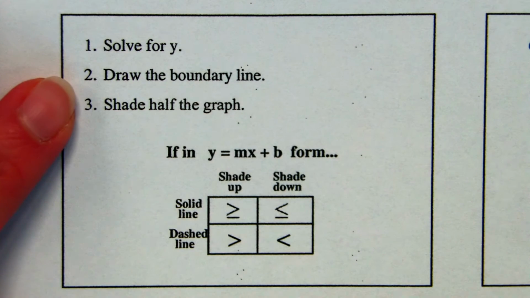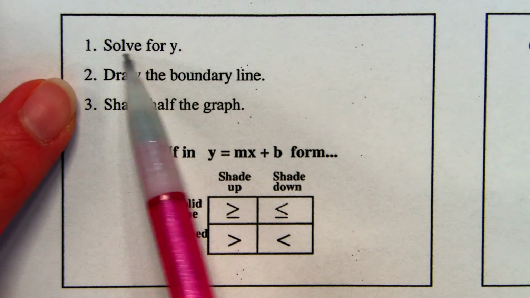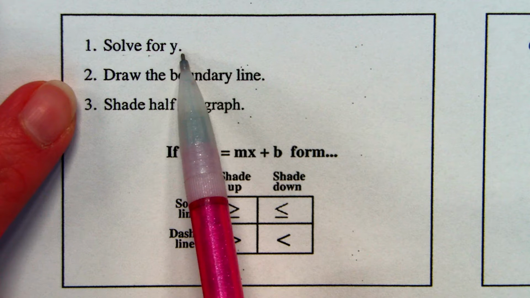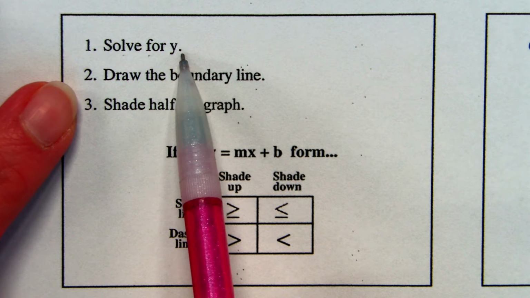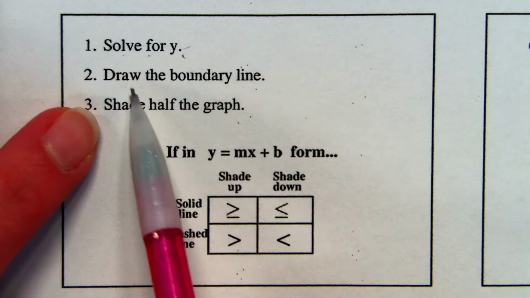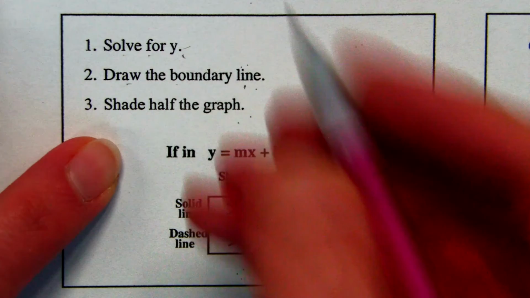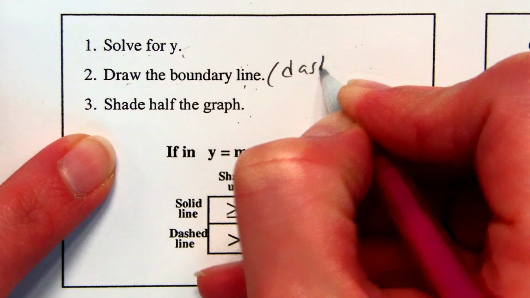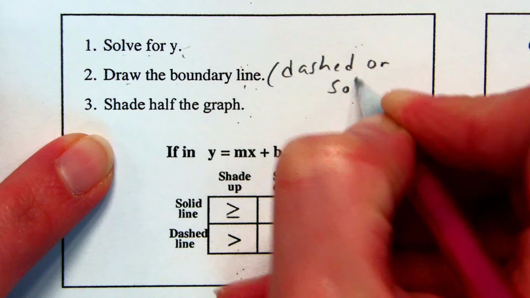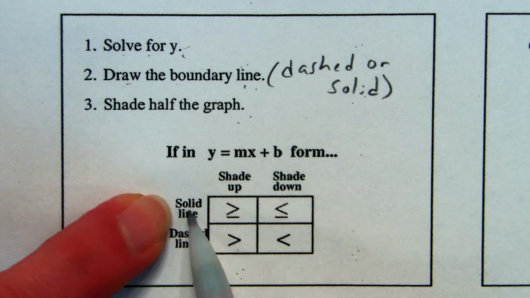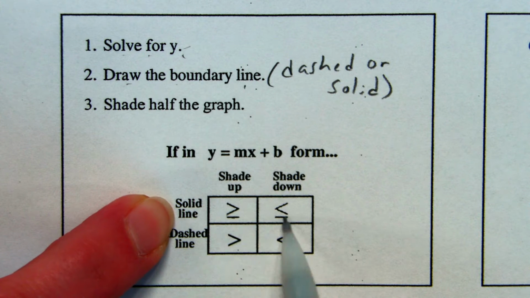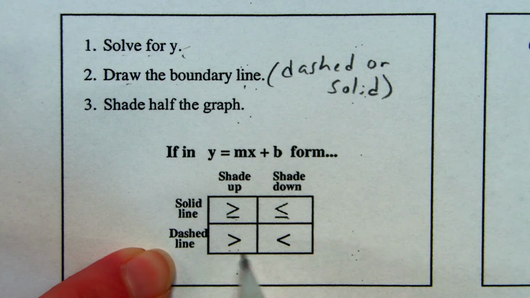If your equation is not in slope-intercept form, you're going to solve for y. That's the song: add or subtract the x term, divide by the coefficient of y. Okay, so you do all that. And then you're going to draw your boundary line, and it's either going to be dashed or solid. If you look at the table, you're going to use a solid line if you have that equal to bar. That means that the points on the line are part of your solution. And then it's dashed if there's no equal to bar.